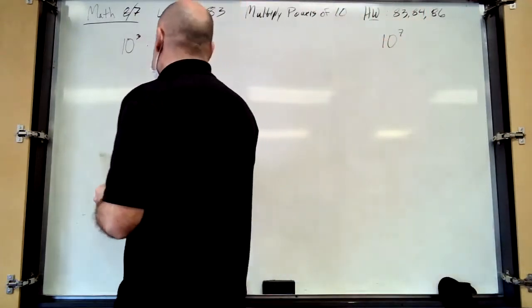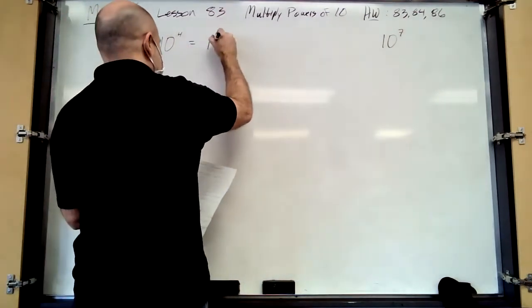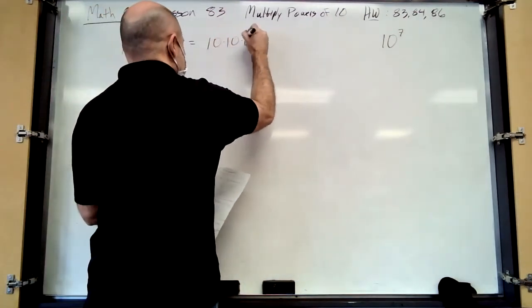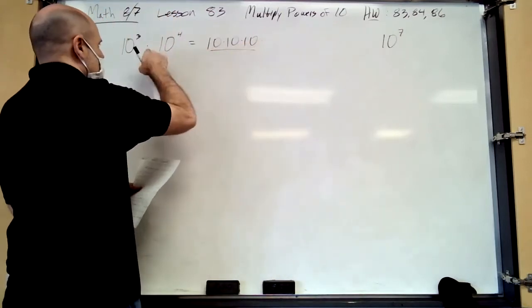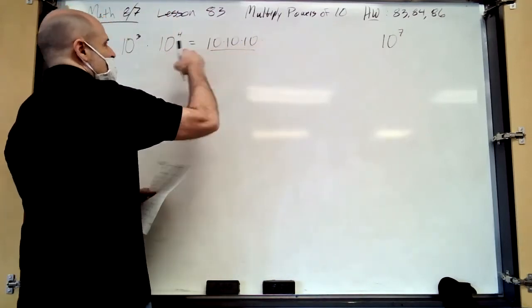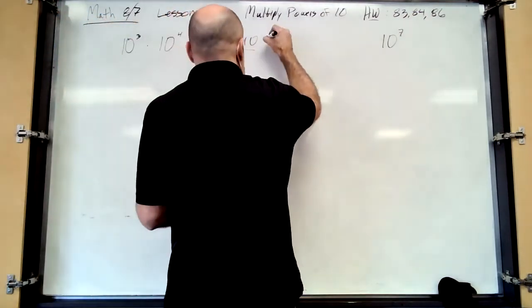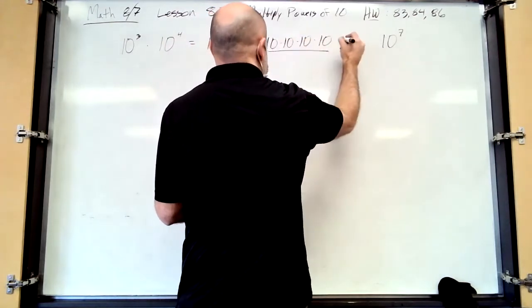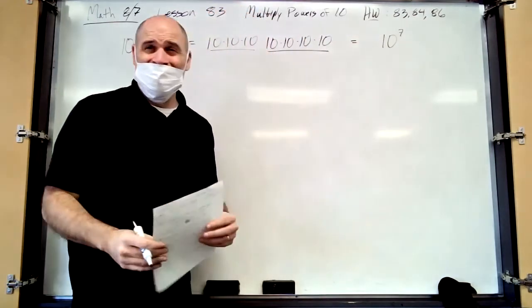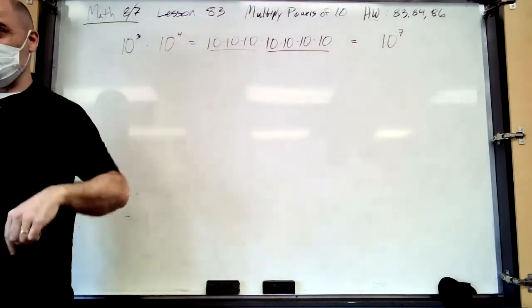Now here's what's happening. 10 to the third means 10 times 10 times 10, right? And then times 10 to the fourth. That just means 10 times 10 times 10 times 10, right? How many 10s are you multiplying? 7. So it's weird, but when you multiply exponential expressions, you end up adding something.